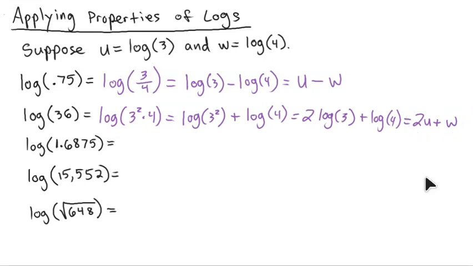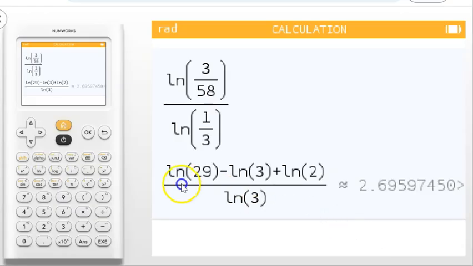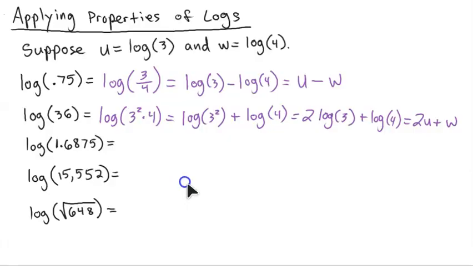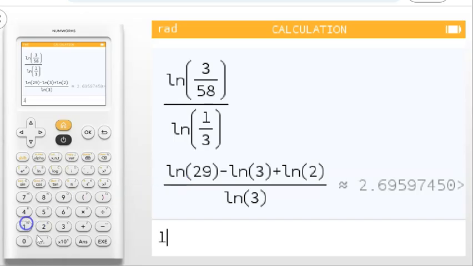Now this one, log of 1.6875. Now this is a little crazy. So what I'll usually do is go to a calculator and multiply this number by 3, and also by 4, and try to find something that looks familiar. So let's go to a calculator, and we had 1.6875.